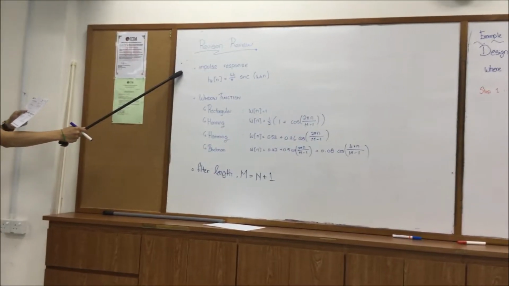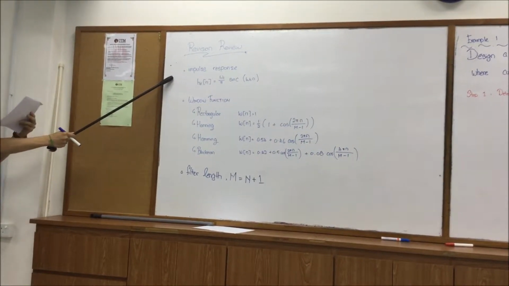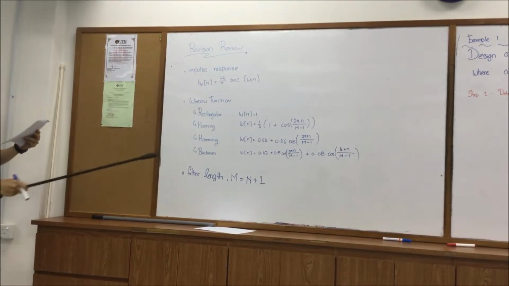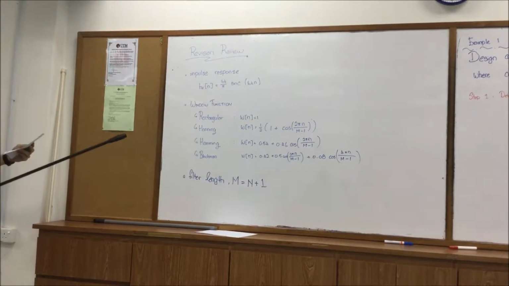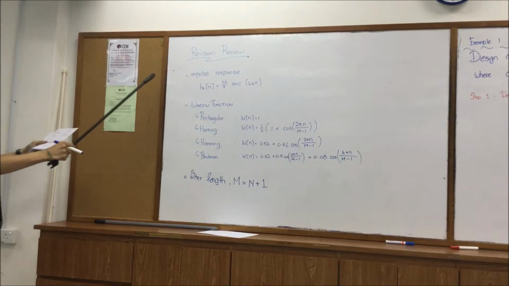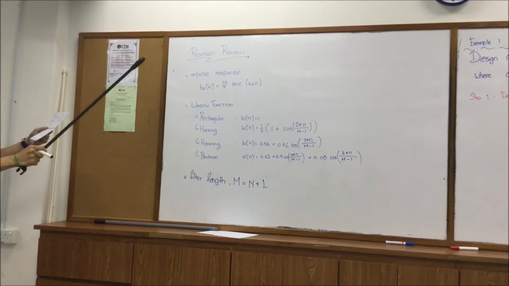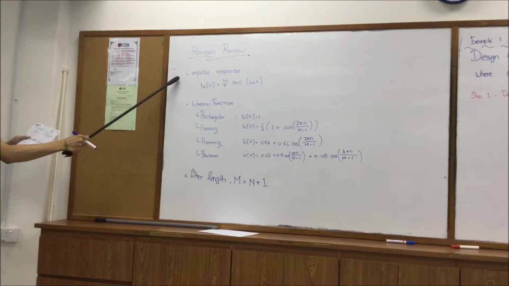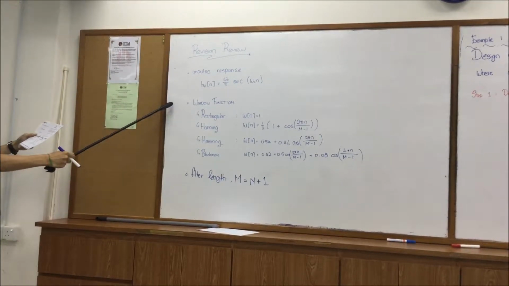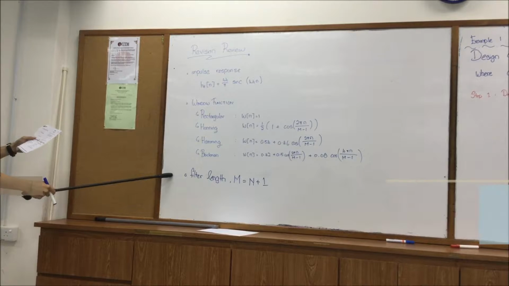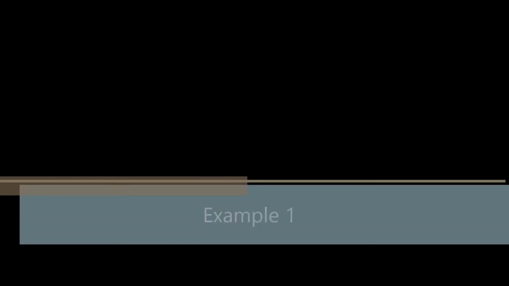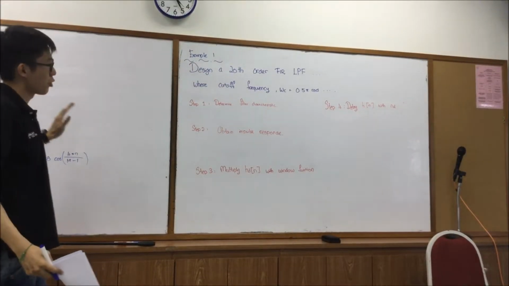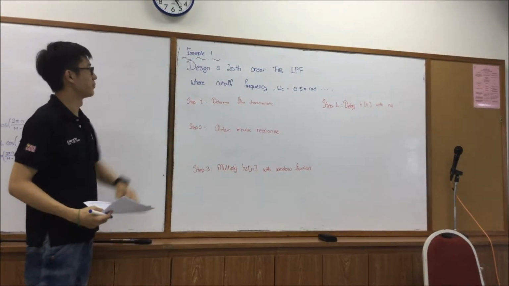Okay, today we are going to go through the example of FIR filter design. Firstly, before this, we are going to brief through the important equations of the FIR filter design, which are impulse response and also window function and also filter length. After going through the equations, we are going to the example.